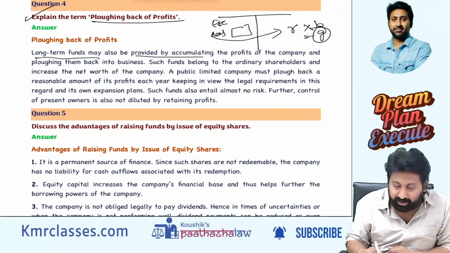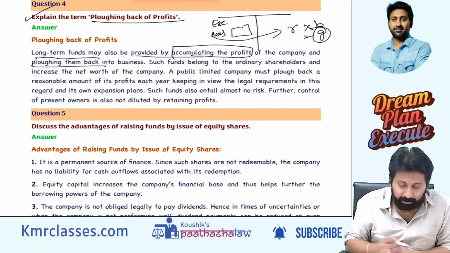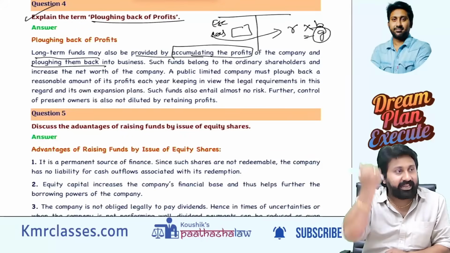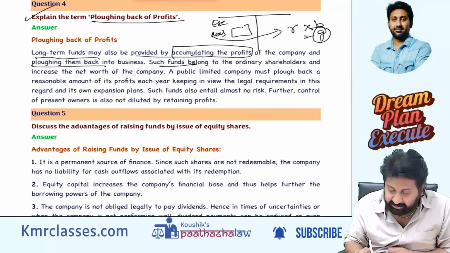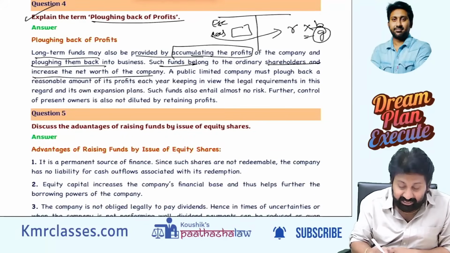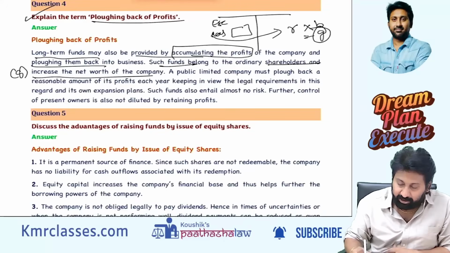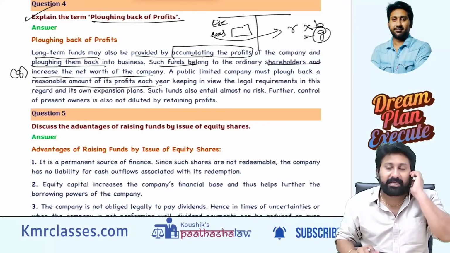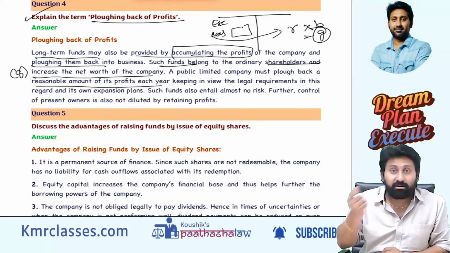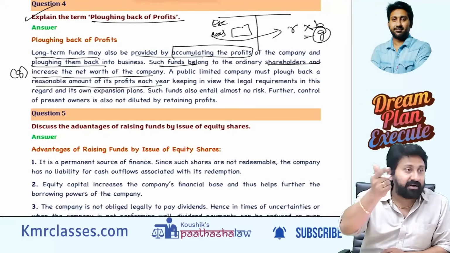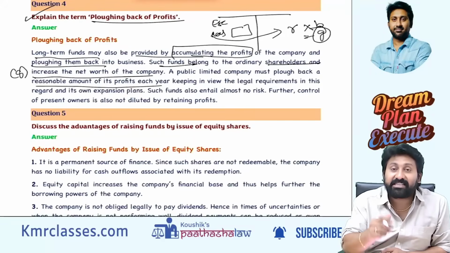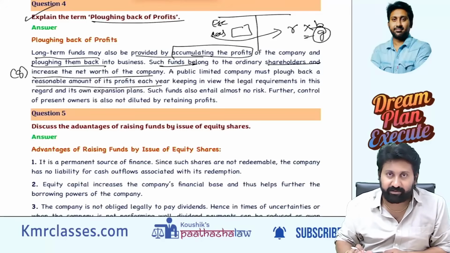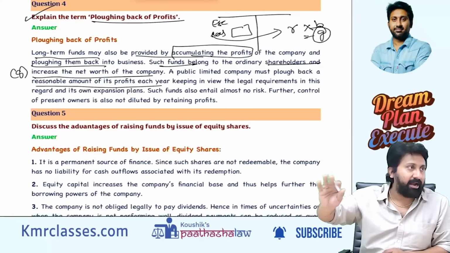Long-term funds may be provided by accumulating the profits of the company and ploughing them back. So accumulated profits, meaning reserves, will be ploughed back. Ploughing means digging from the bottom. Such funds belong to the shareholders. Obvious. It increases the net worth because there is growth. A public limited company must plough back a reasonable amount of profits each year. But reserves and surplus you cannot always draw back. There are certain conditions given in the Companies Act, because reserves and surplus are nothing but, I repeat, the profits belonging to the equity shareholders. Therefore, you have to comply with the Companies Act.